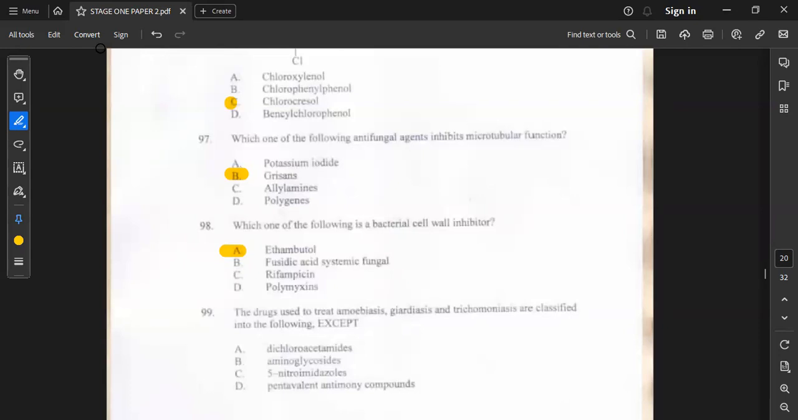What are examples of pentavalent antimony compounds? Pentavalent antimonial, I think, is sodium stibogluconate. Yeah, the pentavalent antimony compounds are usually used for leishmania.